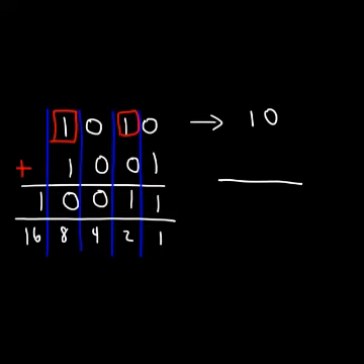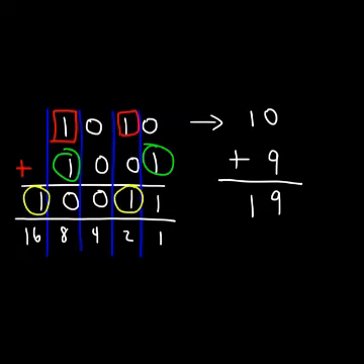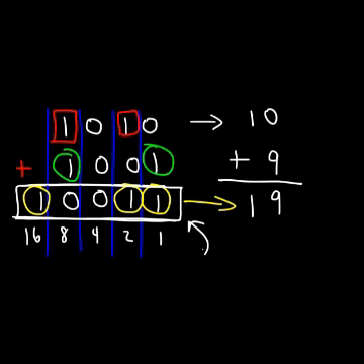Here we have an 8 and a 1. So 8 plus 1 is 9. 10 plus 9 is 19. So here we have a 16 plus a 2 plus a 1. So that adds up to 19. And so we can see that we have the right answer. So this is our answer right here. So that's how you can add two binary numbers. Now let's go ahead and try another example.